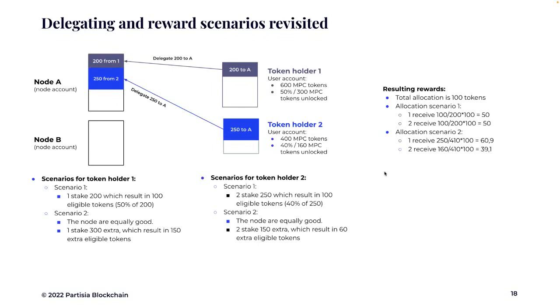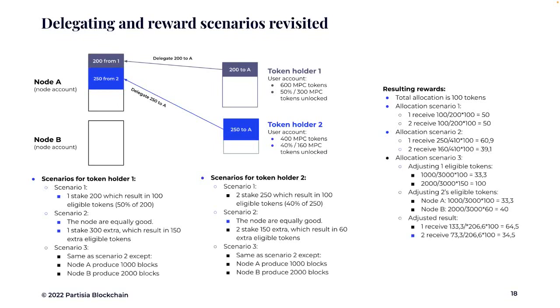So in this case, the node operators were equally good. But we do adjust for the node performance. So we look at the example from before, where they are delegating all of these tokens, 200 and 300, etc. But now we're measuring the performance of node A and node B. Node A is producing 1,000 blocks, node B is producing 2,000 blocks. So the best performance among the two is 2,000.